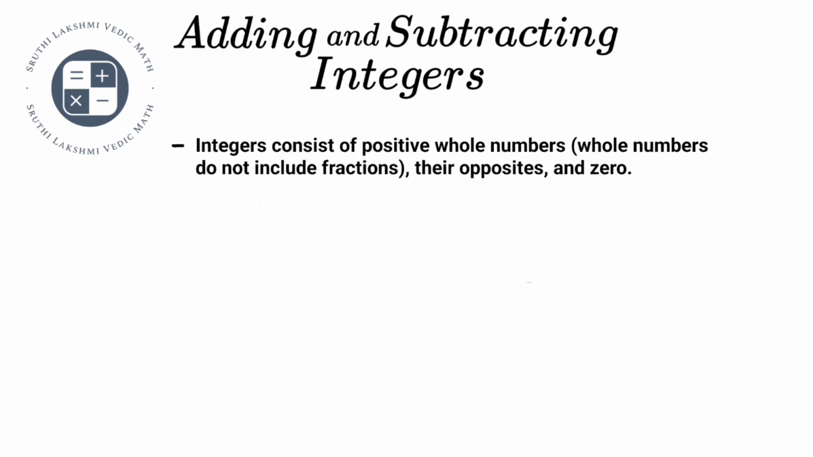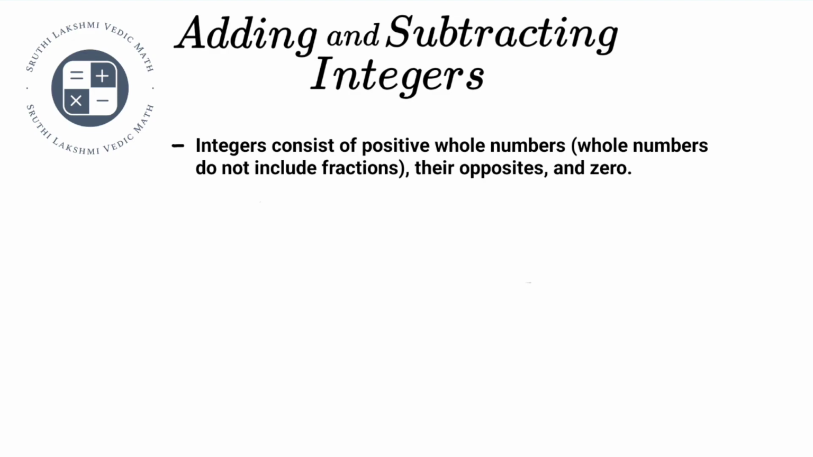Today we're going to be learning how to add and subtract integers. First, let's review what integers are. Integers are positive whole numbers and their opposites, as in negative numbers, and the number 0. So both 10 and its opposite, negative 10, would be integers.